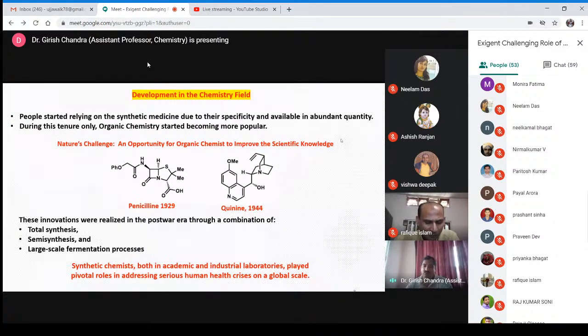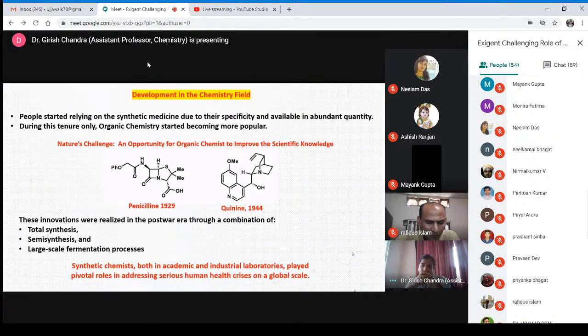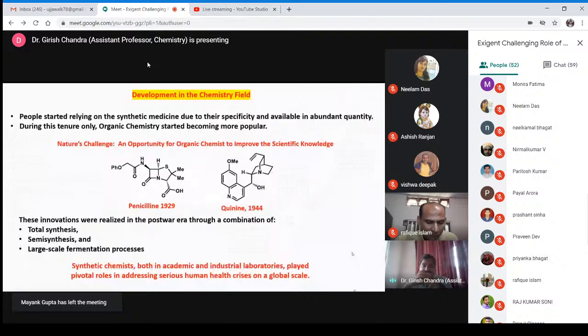Okay, so here I just comment that synthetic chemists both in academic and industrial laboratory played very important role in addressing serious human health crisis on a global scale. What kind of disease we will have, the synthetic chemist will have a very important role. Ultimately, the synthetic chemist will have to synthesize the compound in the bulk scale and deliver to market for alleviating different kinds of disease. Okay.